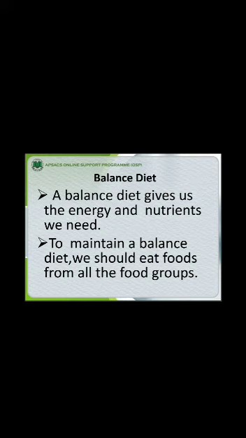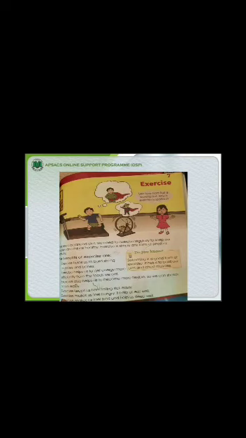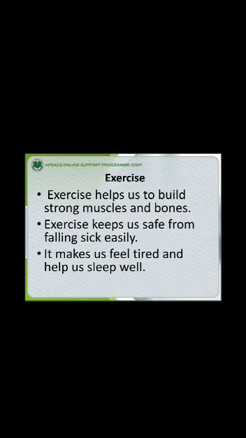This is the importance of balanced diet. A balanced diet gives us the energy and nutrients we need. To maintain a balanced diet, we should eat food from all food groups. Exercise. Why is regular exercise important? Exercise helps us to build strong muscles and bones. Exercise keeps us safe from falling sick easily. It makes us feel tired and helps us sleep well. So, exercise is very important to maintain a healthy life.